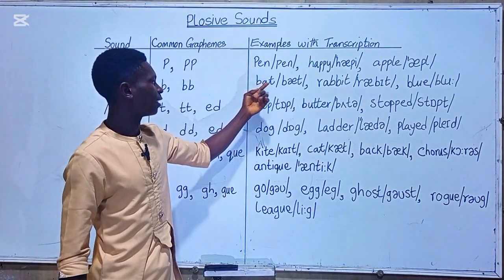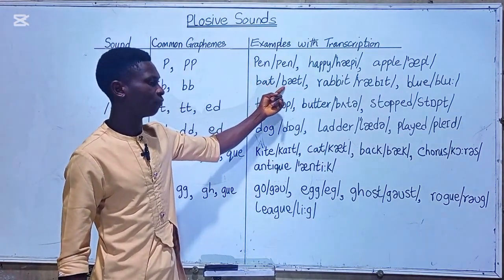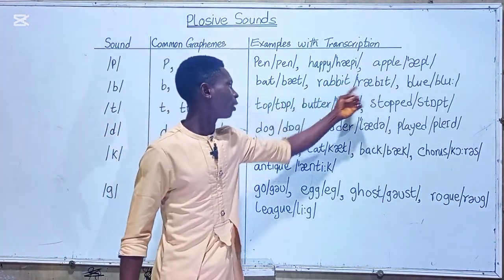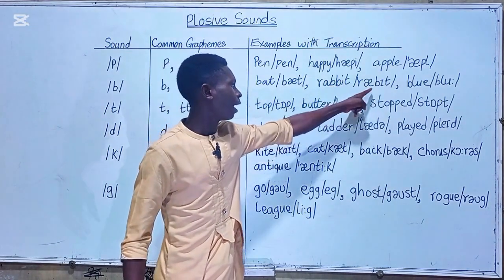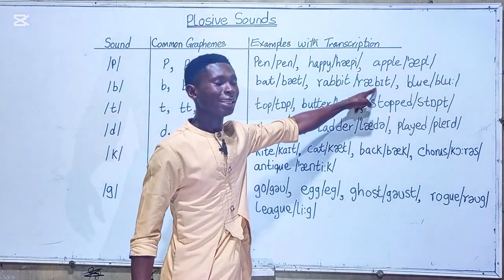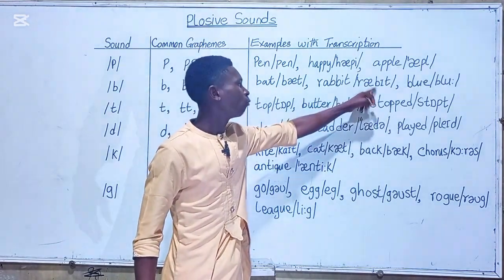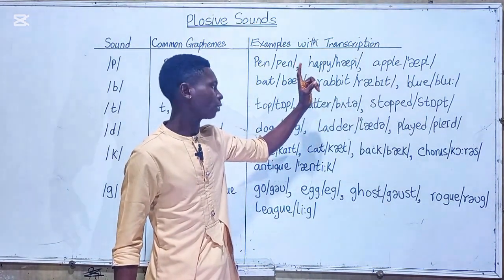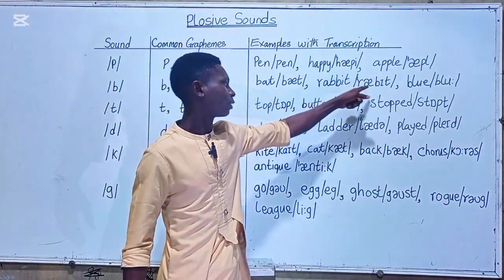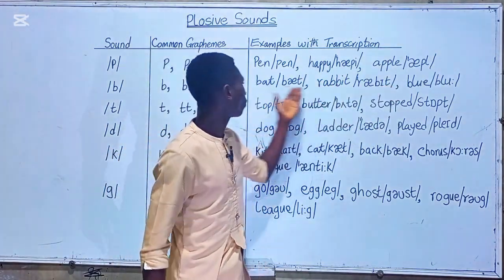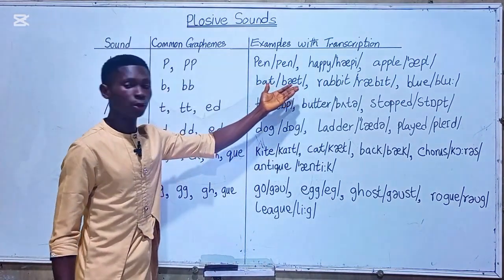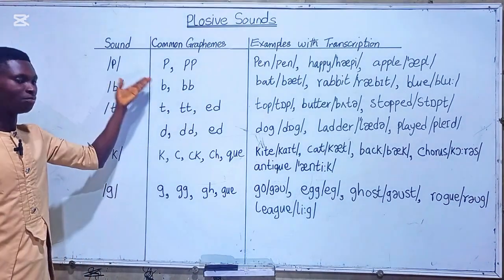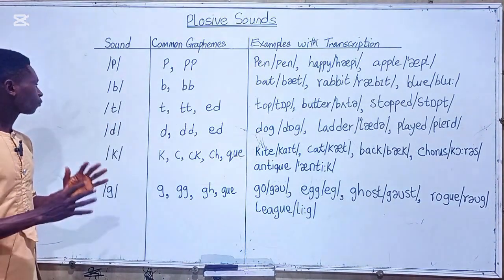In place of B in bat, we have the B sound. And then rabbit. In place of BB, we have the B sound. In the transcription, we have only one. It's no more double because the sound we hear is just a single sound. So we have rabbit and then blue. This illustrates that the B sound has the graphemes B and BB.